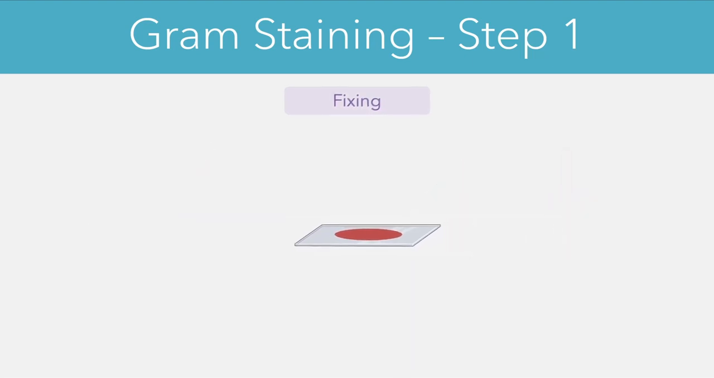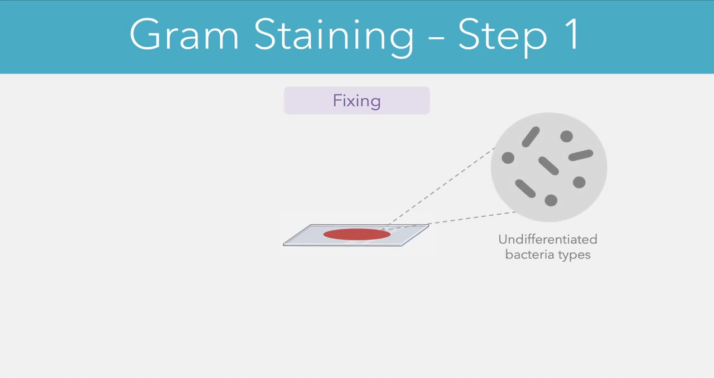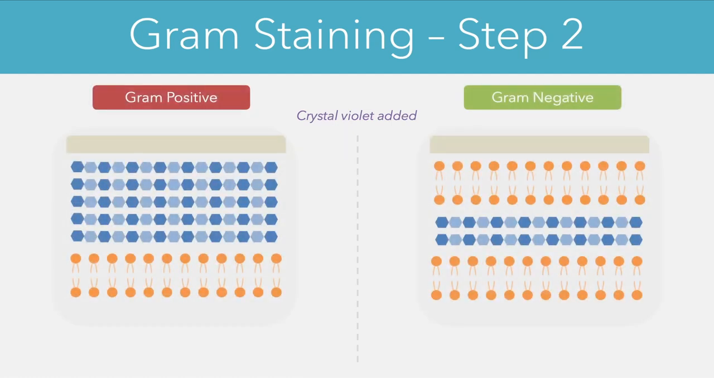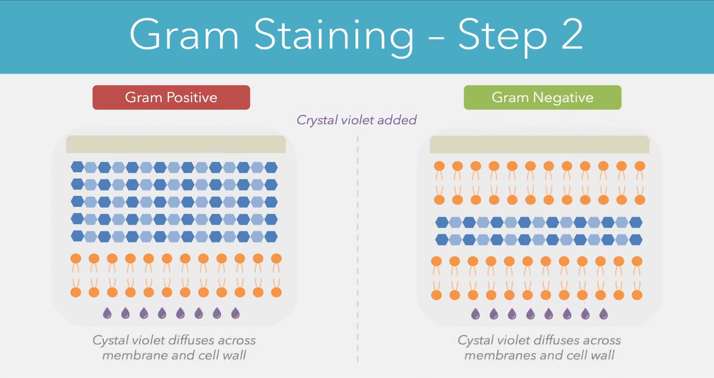If we were to take a look at the sample under a microscope at this point, we would see multiple undifferentiated bacterial cells. And the remainder of the gram staining process basically involves adding different reagents to distinguish between the different types of bacteria. The first reagent we add in this process is a substance called crystal violet. And to understand how these substances work, we're going to split the slide into gram-positive and gram-negative cells. When we add crystal violet, it diffuses across all of the outer layers and enters inside the cell. And this happens in both gram-positive and gram-negative types.